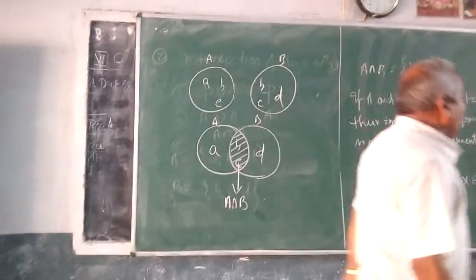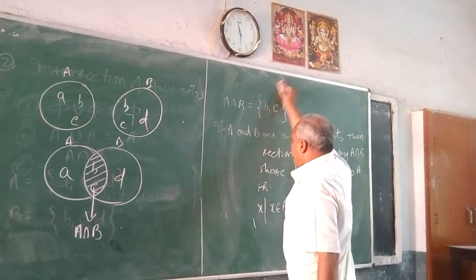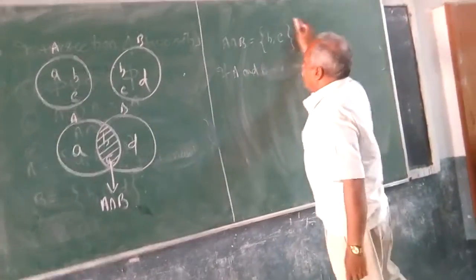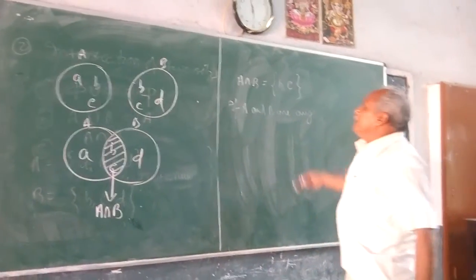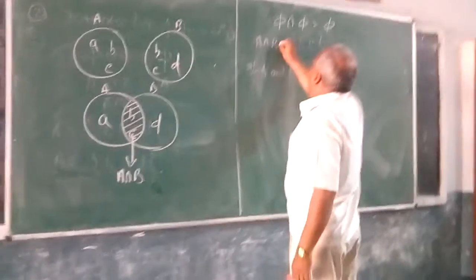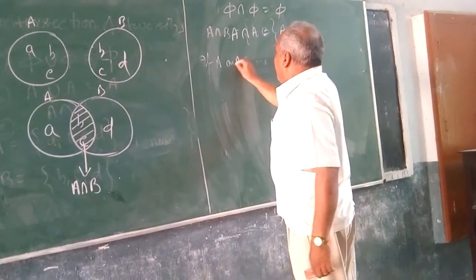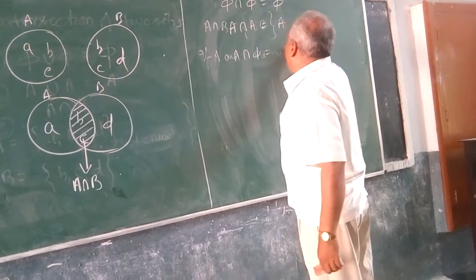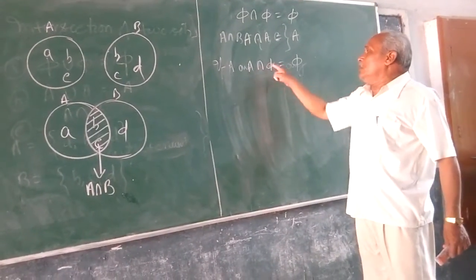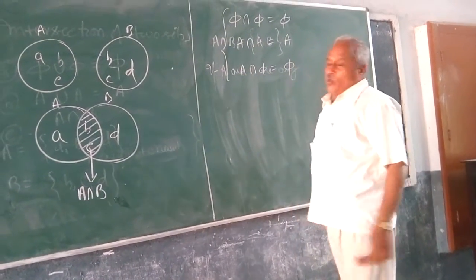Now, like the properties of union, there is also some information here: phi intersection phi equals phi, A intersection A equals A, A intersection phi equals phi. It means there is no element in common in these two sets. Many times these concepts are used in solving problems.